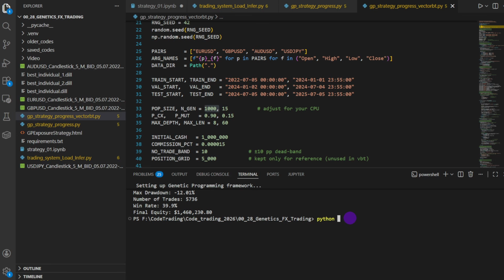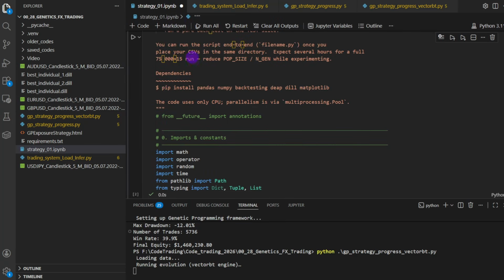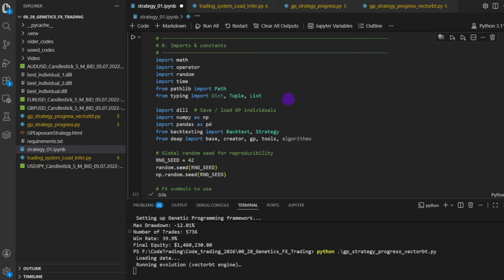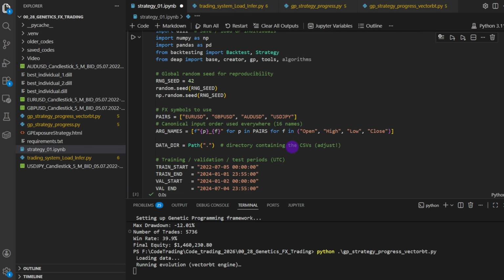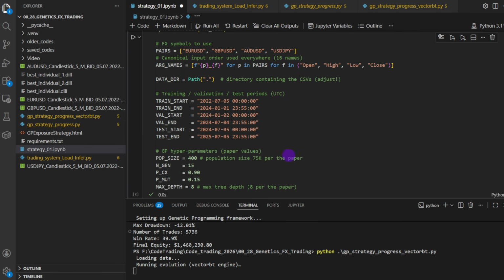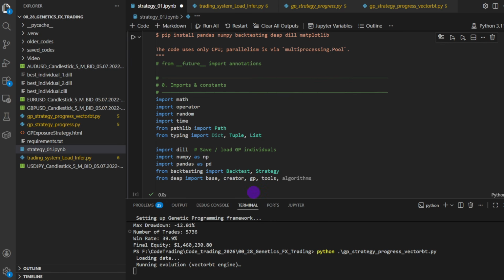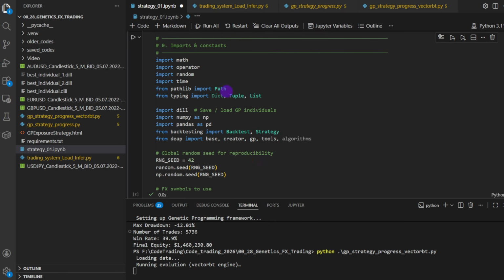So Python GP strategy, this is the vector BT version, and we can run this. So you can see it's loading the data now, running the evolution, and it's going to print the steps in which the program is going through. I've also added a Jupyter notebook file where we repeat all of these steps in simple cells, making it as concise and as clear as possible, including and importing functions whenever needed from the other files.